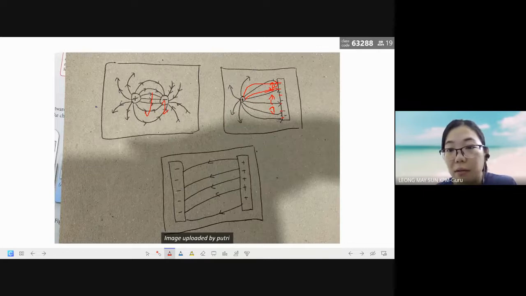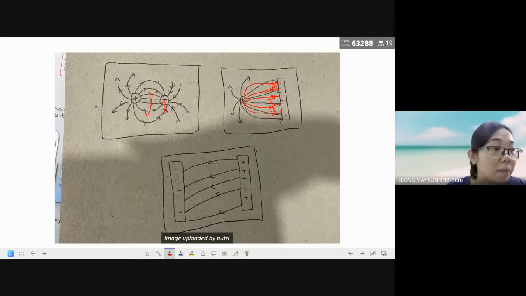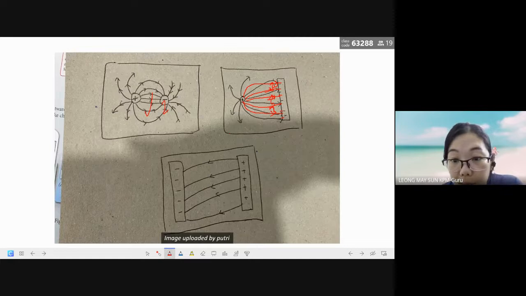All right. So the rest of you also please do take note on this. That's how I do it. I measure it first. Then only I draw the arrows out. Then here again, Putri, use a ruler, please.